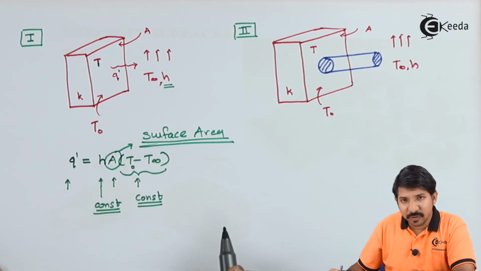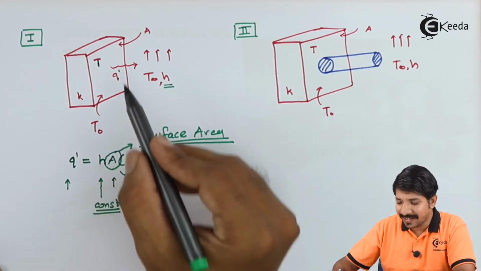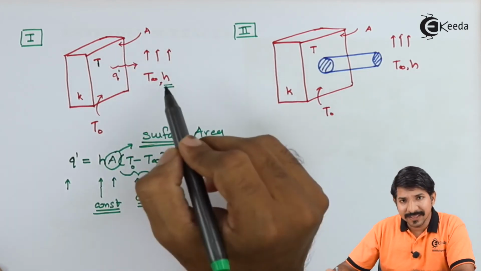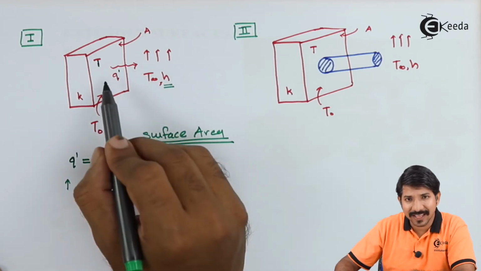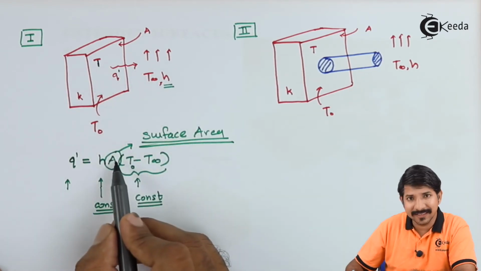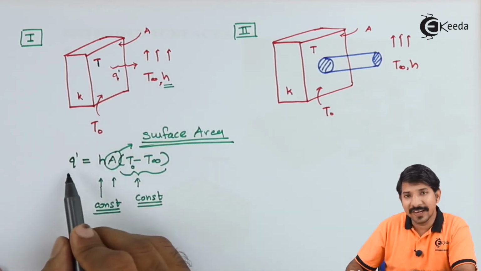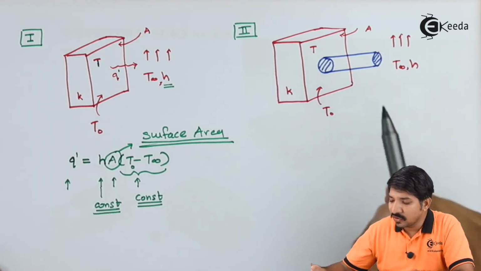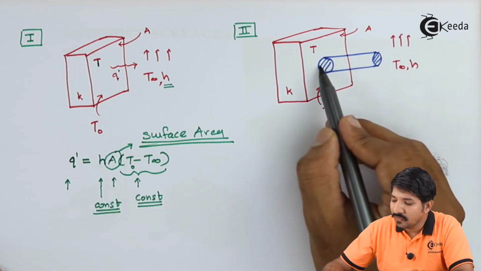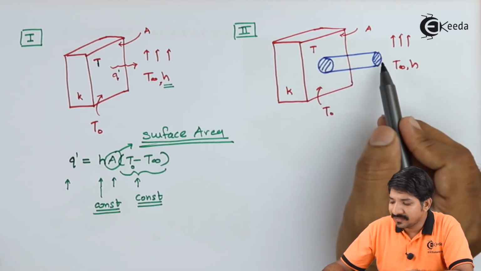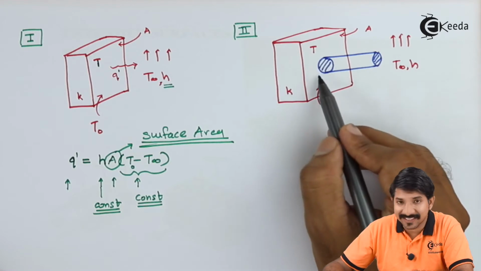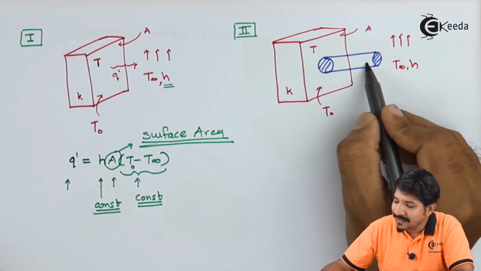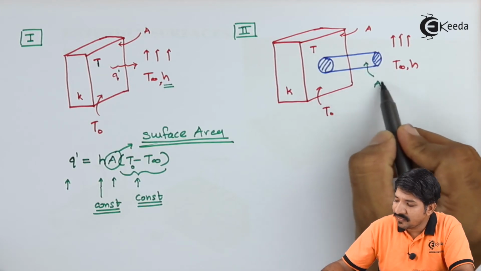Now actually speaking, in this case my surface area is fixed. I cannot literally change the surface area, but by some means if I can add to this surface area, then the value of A may increase, which will in turn increase the value of Q dash. Now let us look at the second scenario. In the second scenario, we have added a small fin, or instead of calling it a fin, let us call it an extended surface. So this extended surface has a surface area of A dash.